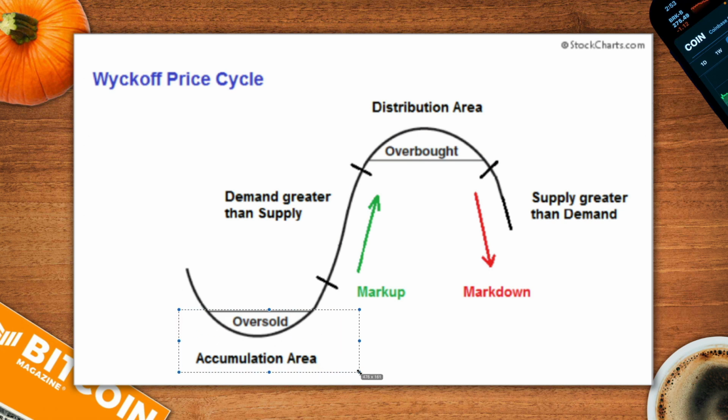You have an accumulation area where everything is either oversold or everything's getting accumulated. Then you have that push up, and then you have the opposite, which is a distribution area where everything's overbought, the bull market tops, stuff like that, and then you have your markdown or your sell-off.